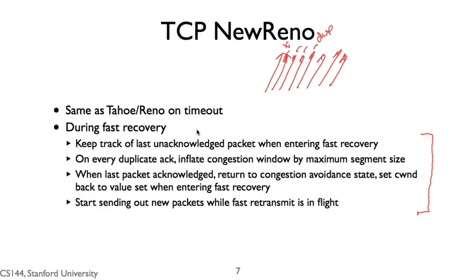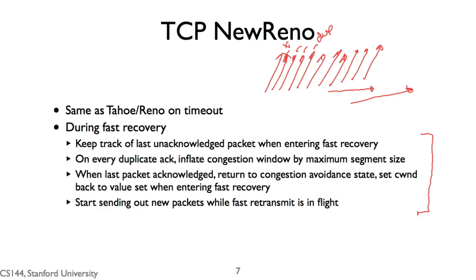And as now TCP NewReno receives these duplicate acknowledgements, it's going to start inflating its congestion window size. And as it inflates the congestion window size, what that's going to let it do is start sending new packets. The idea here is we have evidence that packets are leaving the network. And so it's okay to send new packets. We don't want to send them too quickly because clearly we're close to the congestion point of the network.